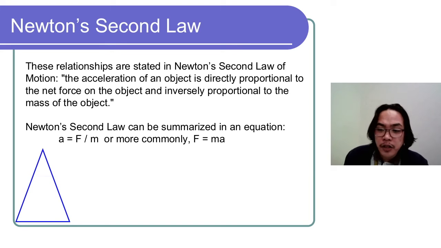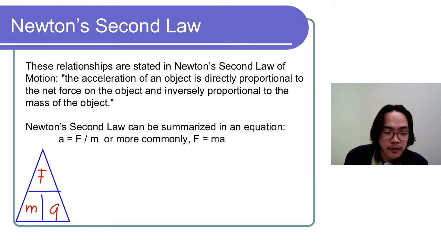So in order for you to find out the equation, you can draw a triangle and then you divide it into three and then you set it up this way. Your F will be on top. This force is the main thing in the law of motion. Your M is here and your A is here.